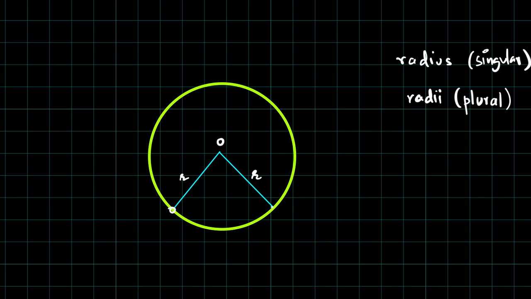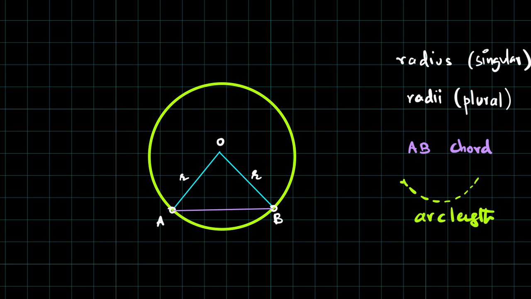This is point A. This is point B. Let me take a line segment again and let me join A and B. So now this purple line AB, this is the chord. And this green line segment like this, which is part of the circumference, this is arc length.